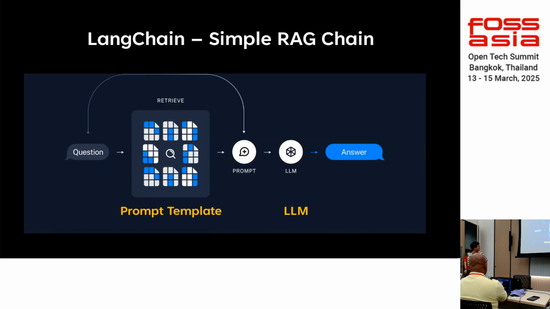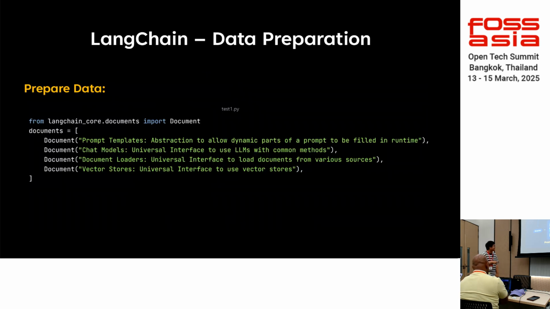The user asks a question. Once the question is asked, it will take in the user question and retrieve the most relevant information. Then it is passed into a prompt, and this prompt just gets sent to the LLM and you get an answer. This is how easy RAG is supposed to be. So for the preparation of data, in this case, I never load it in. I just write whatever I wrote. So it's just a list of document objects.